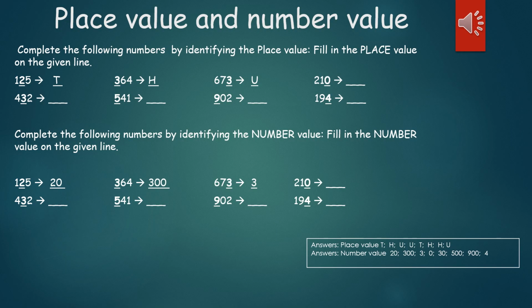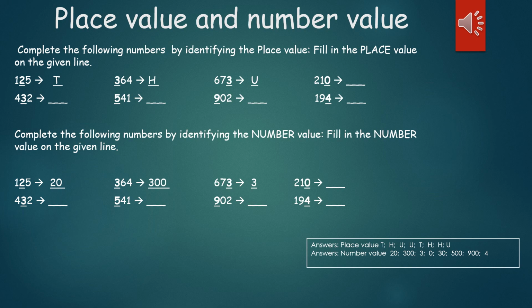Place value and number value. Complete the following numbers by identifying the place value. Remember, place value is the house in which the digit lives. Fill in the place value on the given line. So, in the first number, 125, the 2 will be a 10 in the 10th house.